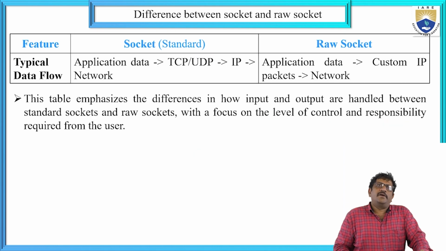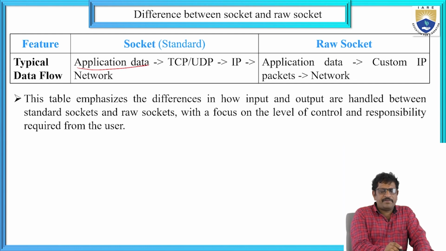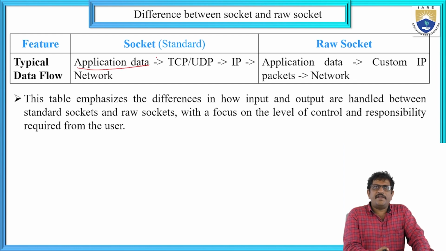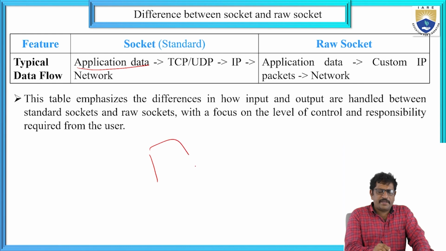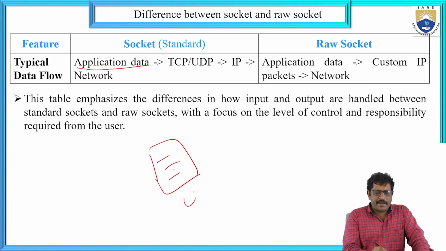Here are the features. Typically we are taking the data flow. In terms of the data flow, generally how is the data flowing? That is the application data. If you take any one device, a number of applications can be running. So this is the client, and we are running a number of applications: application 1, 2, 3.